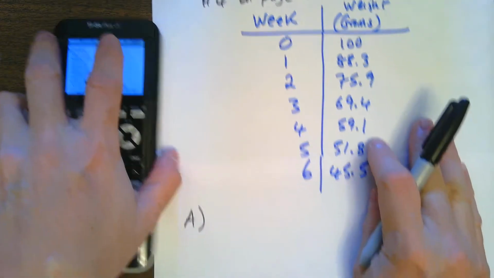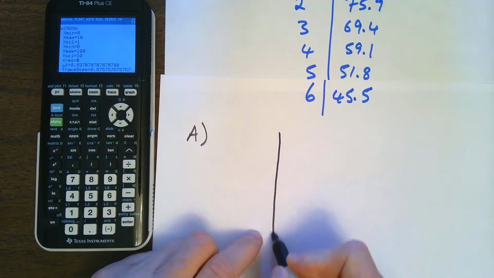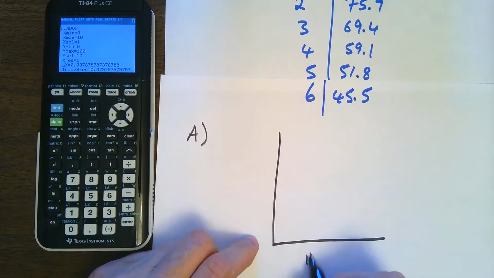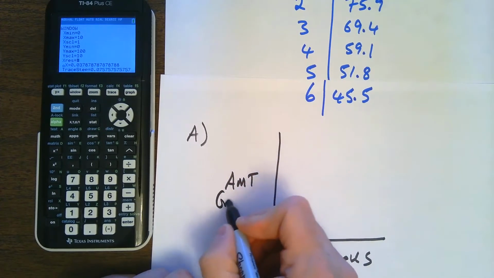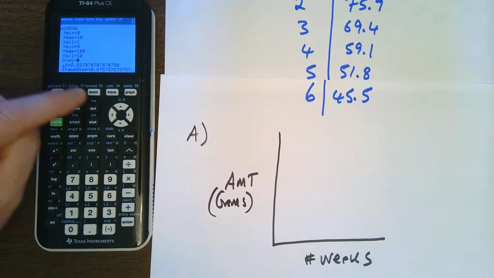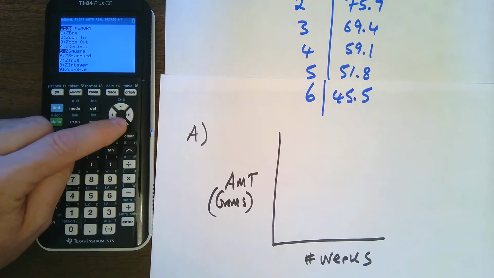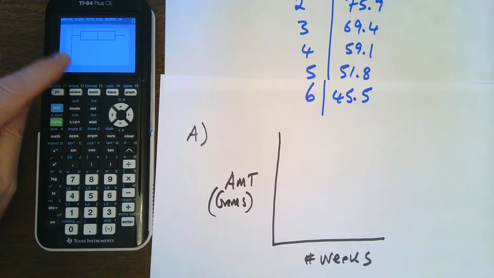So on my graph, I'm gonna sketch it in my notes here. My graph is going to look something like this, where this is the number of weeks, and this is the amount in grams of the radioactive material. So now I'm going to go to Zoom, which is my preset window, Zoom Stat, number 9, hit enter, and I've got a box and whisker plot. I don't want box and whisker plot.